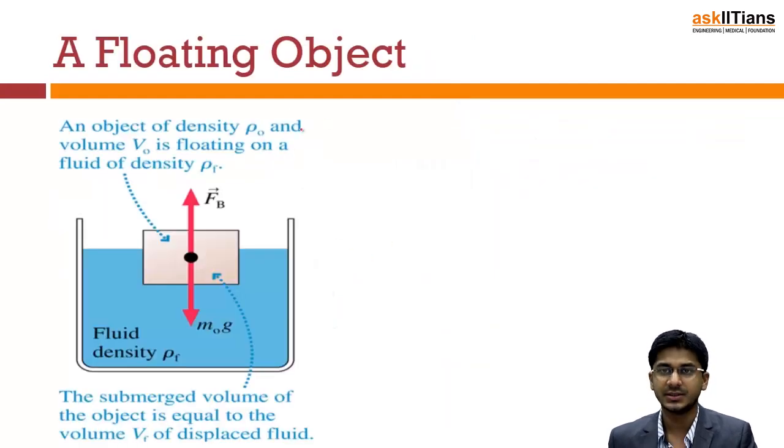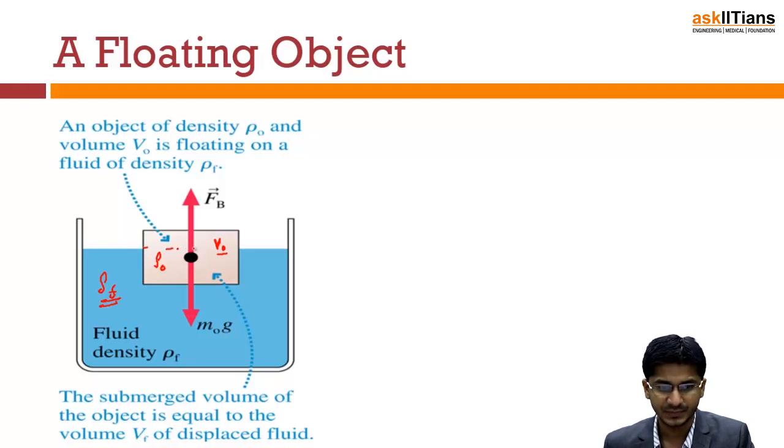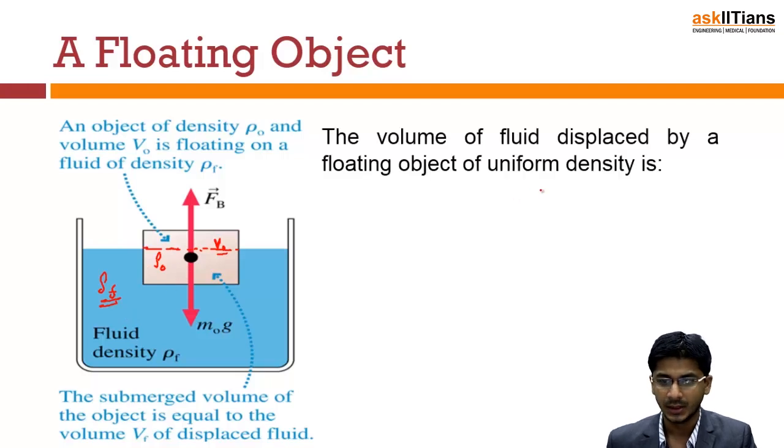Now let's see what happens in the case of a floating object. Here, as given in the picture, an object of density rho naught and volume V naught is floating on a fluid of density rho f. Now the submerged volume of the object, as you can see from the picture, is this portion. This volume will exactly be equal to the volume of the fluid displaced, because this is the portion that has gone into the liquid.